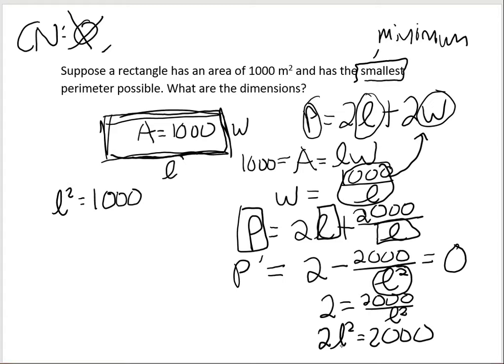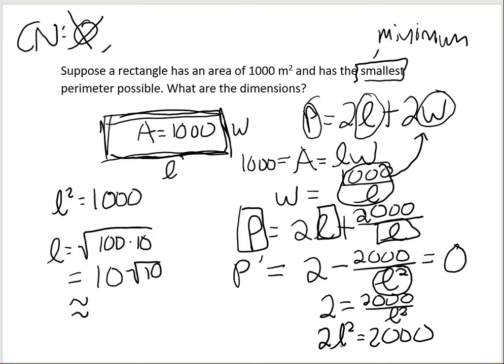So then, what is L? Well, as it turns out, this would be the square root of 100 times 10, right? 1000 is 100 times 10. The square root of 100 is 10, so this is 10 root 10, which, just to get a sense of what that is, is approximately 31.62.